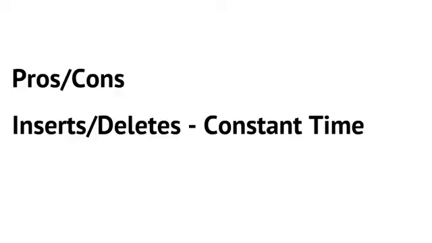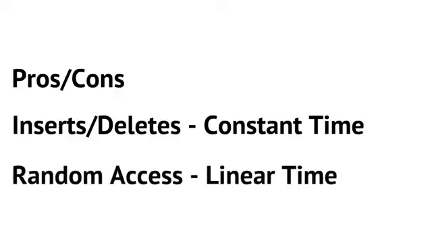Where the linked list is weak is in terms of doing random access. If we think about a vector or an array, we're able to get to any particular element in a constant amount of time. But with the linked list, that's not the case. It requires a linear amount of time, so how long it takes to get to a particular node is dependent upon how many nodes we have. But once we get there, if we need to do insertion or deletion, we can do that in a constant amount of time.